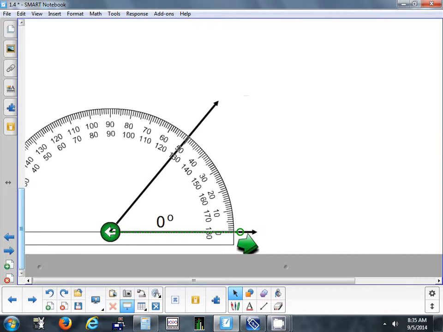Yeah, 50, maybe just past 50. From here, I can actually see it is on about 51. But yeah, that's the measure of it, about 51. Okay, this one I think can actually help you out. It has a little thing you can drag, and if you drag it up to your terminal side, it'll tell you the measure of it. Okay, so it looks like it's just about 51 degrees.